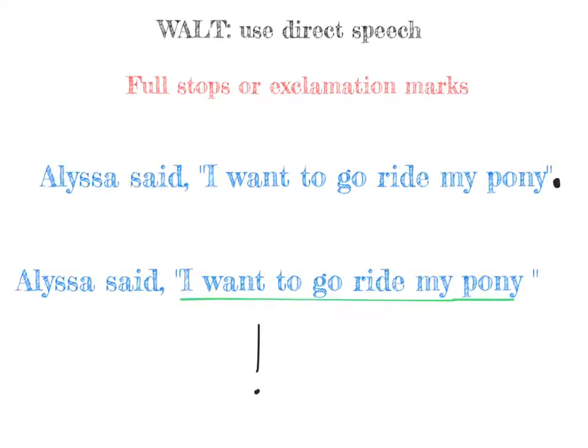So if we have an exclamation mark, then we put it just here inside the speech marks. So you can see that in this sentence, the full stop goes on the outside. But if we want the words that they're saying to be a little bit louder, then we put it before the end of the speech marks. So the sentence would read like this. Alyssa said, "I want to go ride my pony!" because we've got our exclamation mark there.